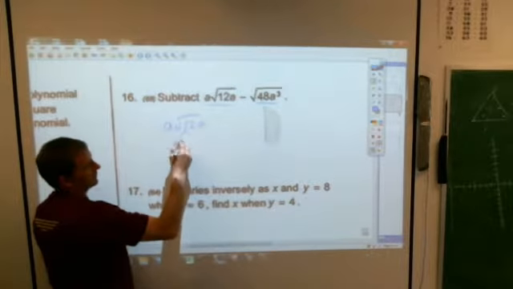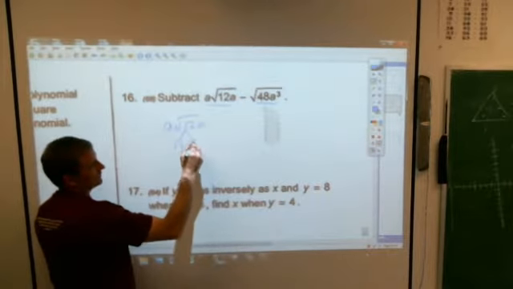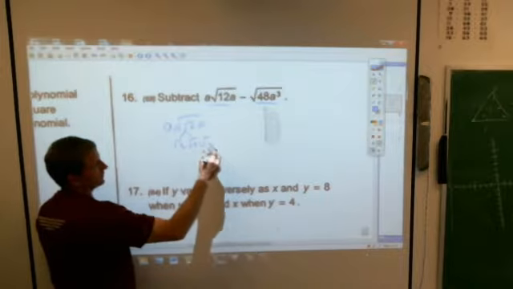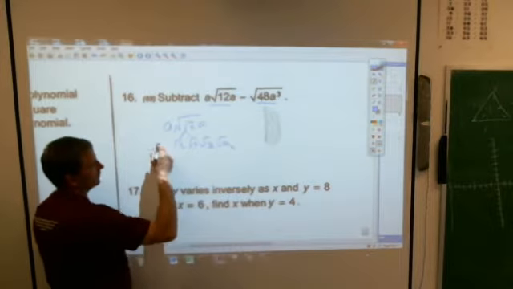Factoring this down, you get what? The square root of 2 times the square root of 6, which is the square root of 2 times the square root of 3 times the square root of a. Are you with me on that?